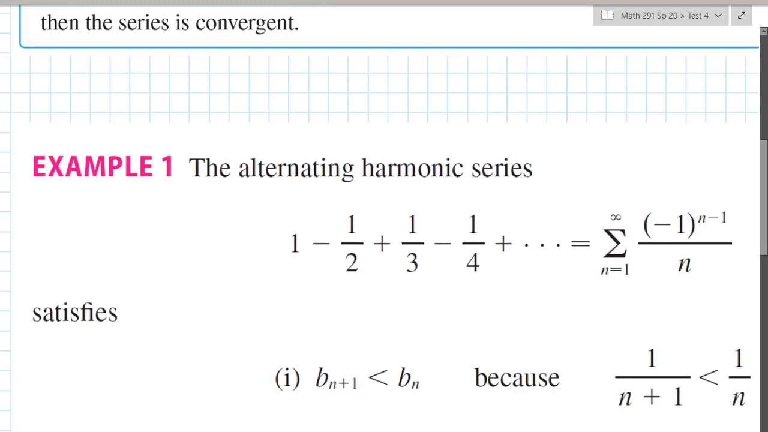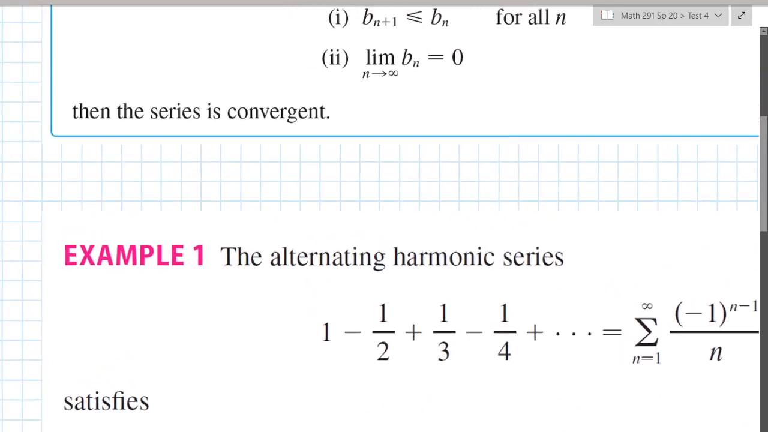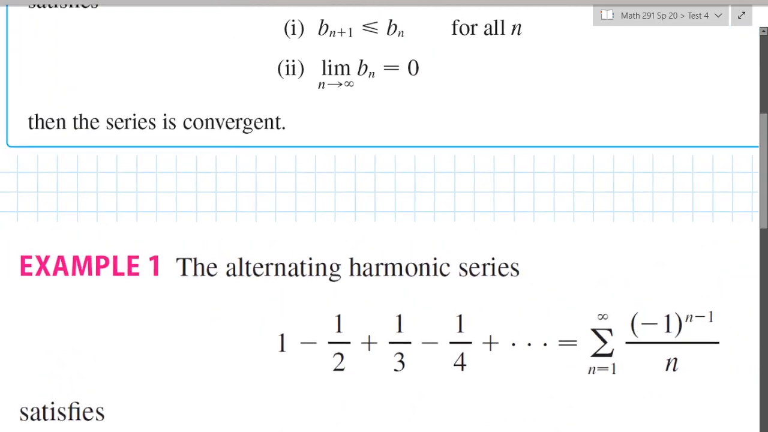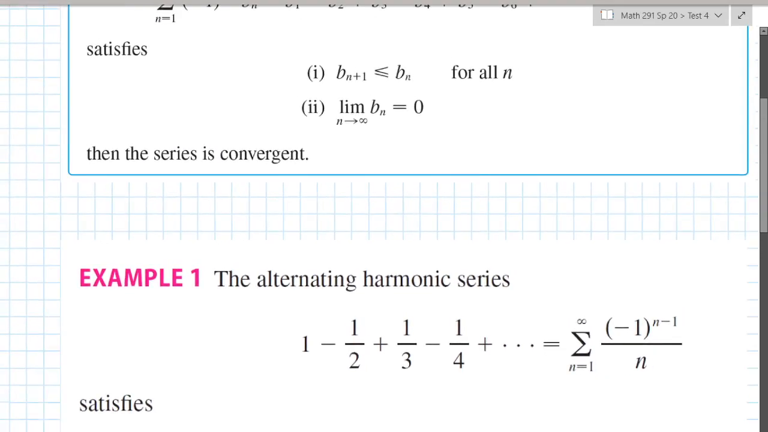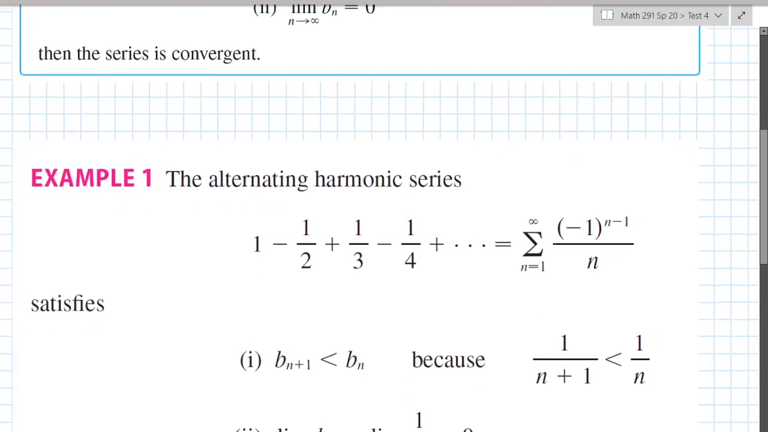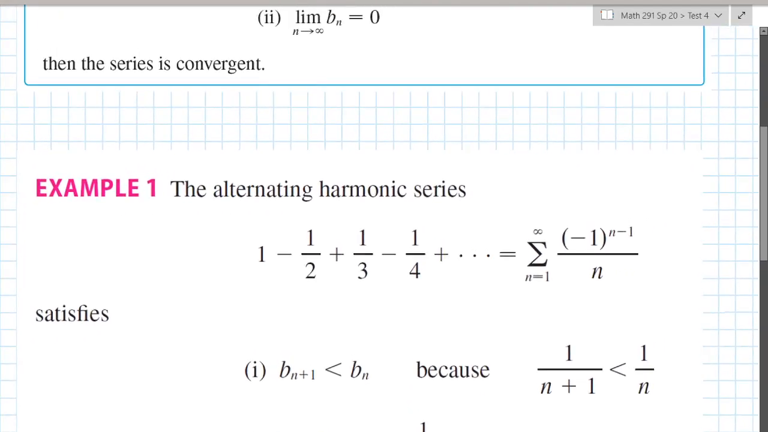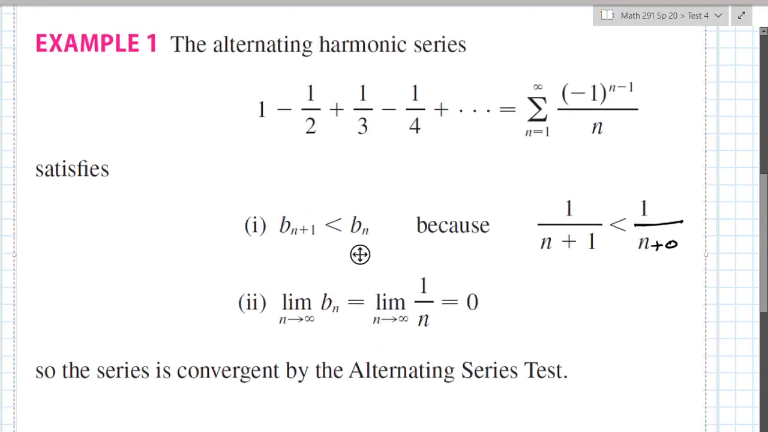So we're going to look at the alternating harmonic series. We know from previous examples that the harmonic series is divergent. So what about if we allow the signs to alternate as we do here? Well, looking at the n plus 1 term, adding any values to the denominator is going to make this fraction smaller than the previous one. So the n plus 1 term is smaller than the nth term.